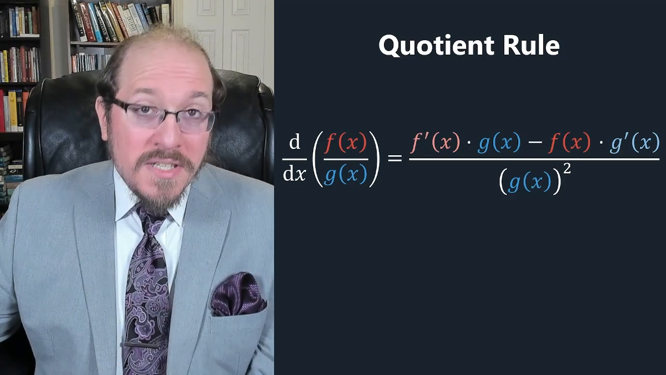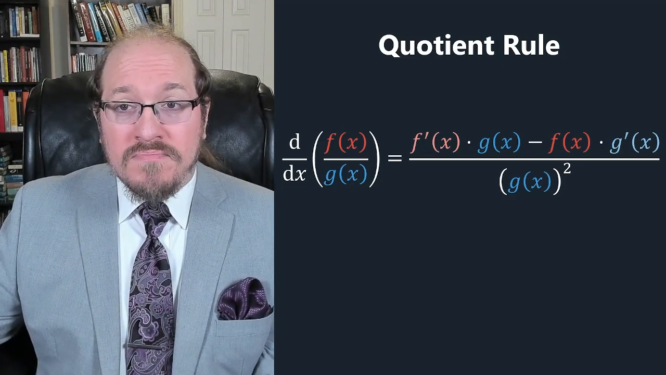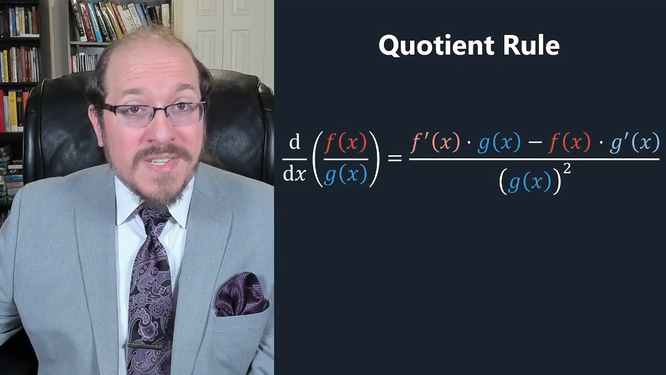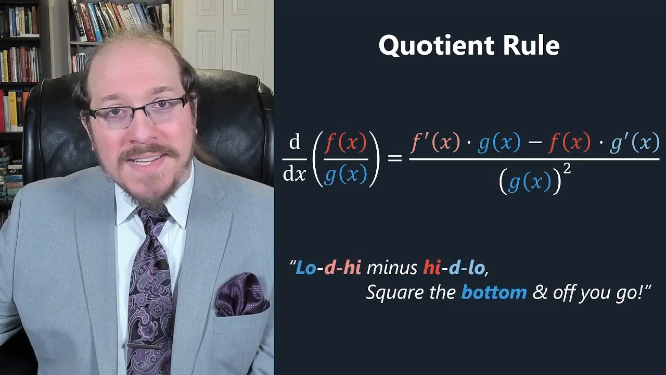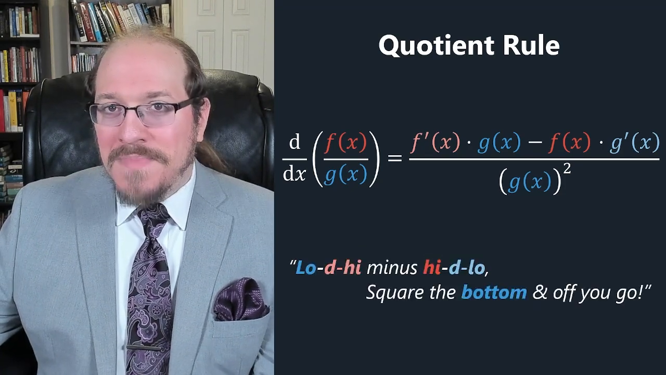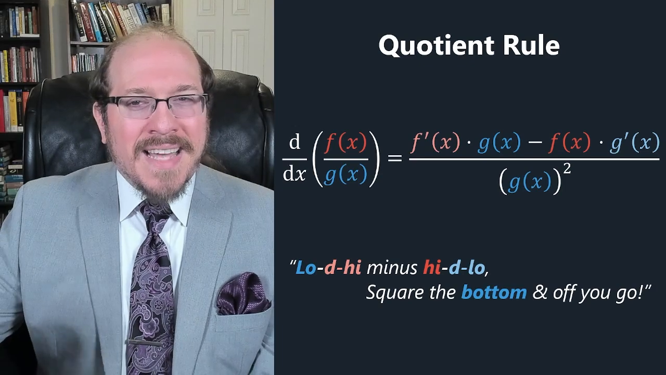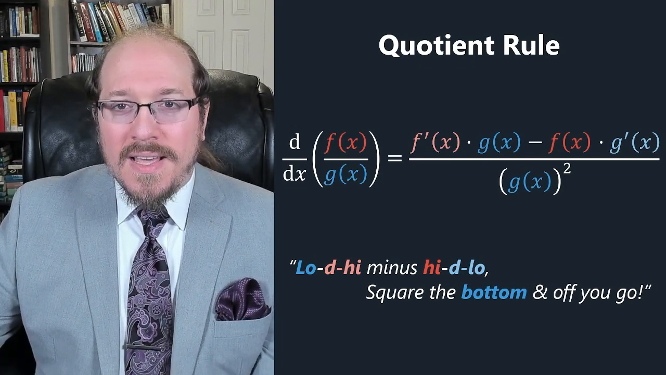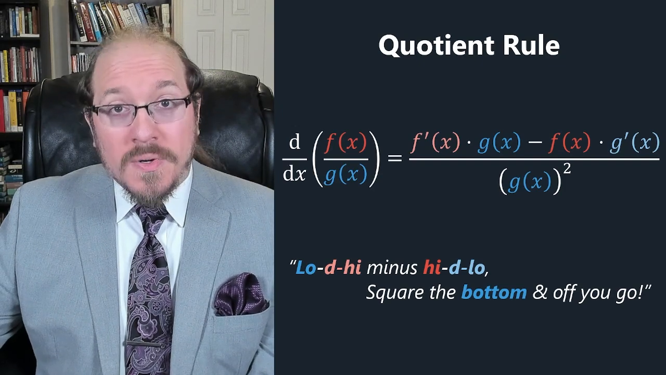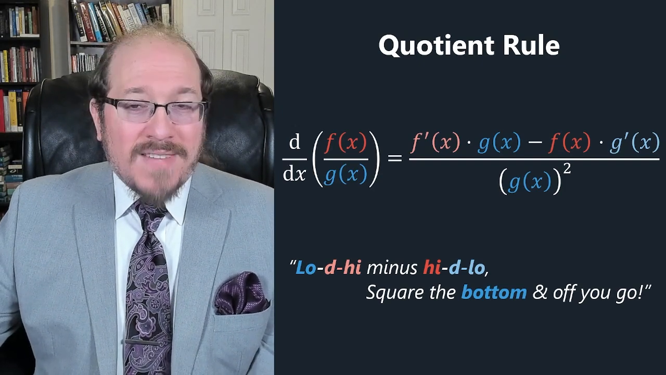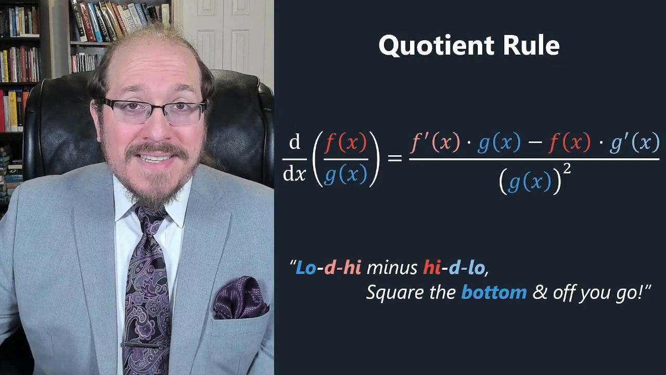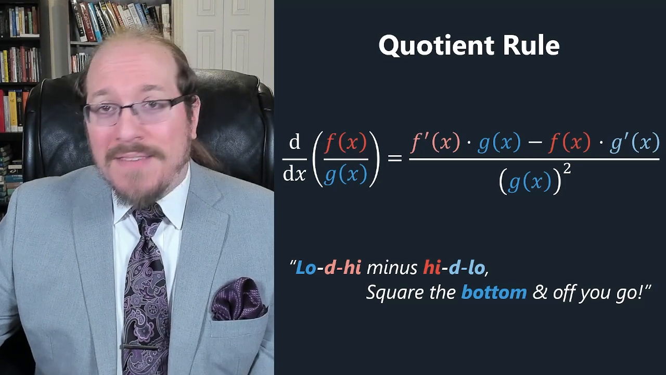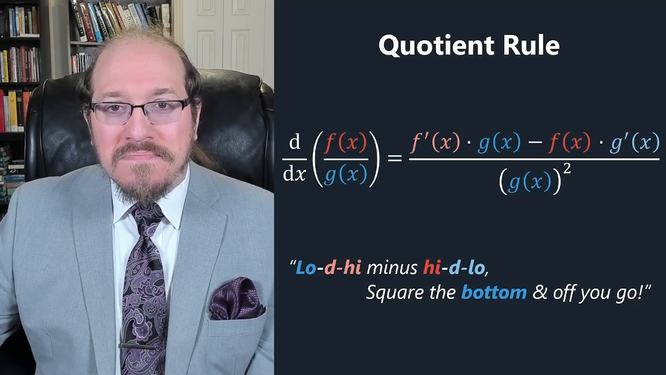Well, one thing you could do is learn a mnemonic. Personally, I learned the quotient rule as a rhyme. Low-de high minus high-de low. Square the bottom and off you go. The high and low are the parts of a fraction, the numerator and the denominator, respectively, and the d stands for derivative. And actually, when I do this in practice, I say this rhyme out loud every single time, seriously.